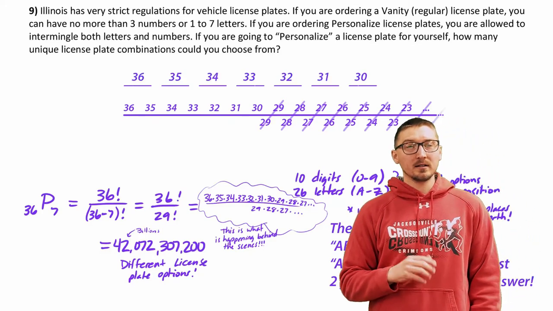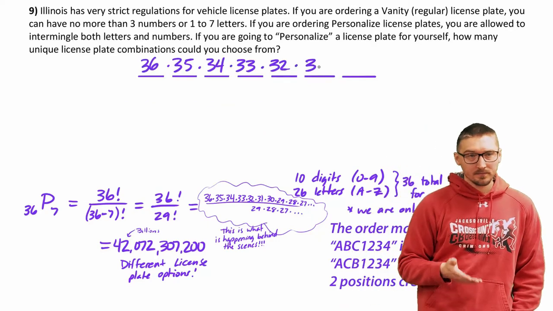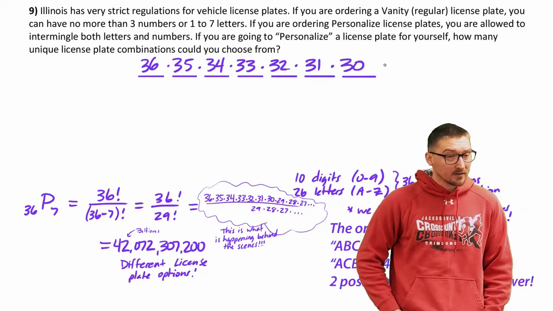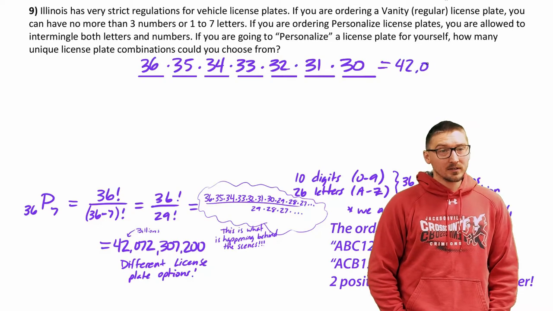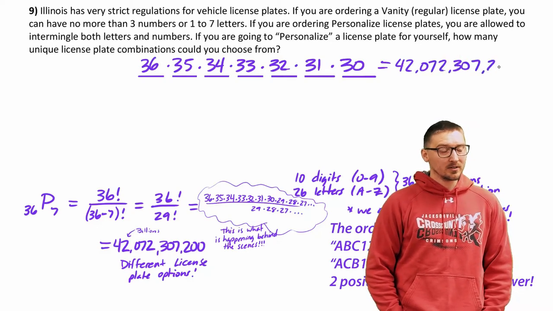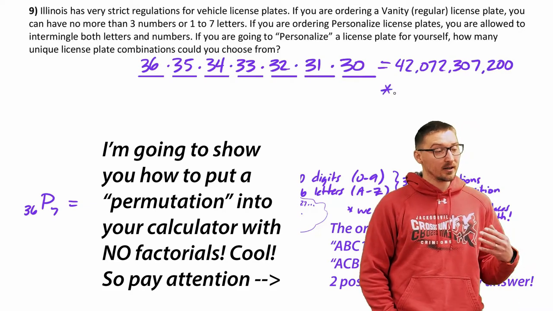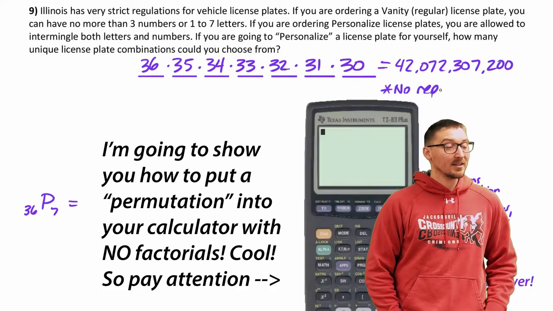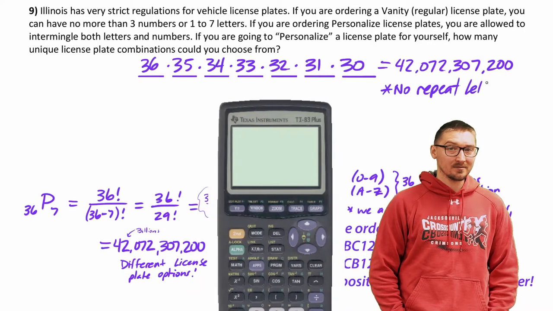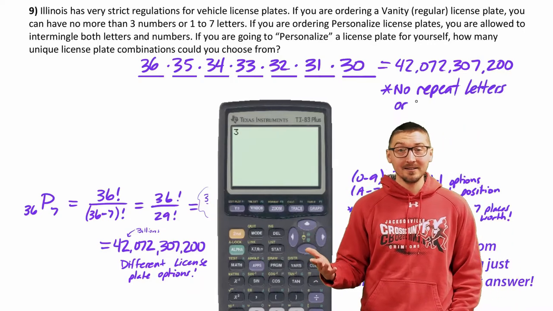And if we go ahead and we type that in our calculator, 36 factorial divided by 29 factorial, we get 42,072,307,200 different license plates that you could customize. That is a lot of license plates. That's more than the state would probably need ever.